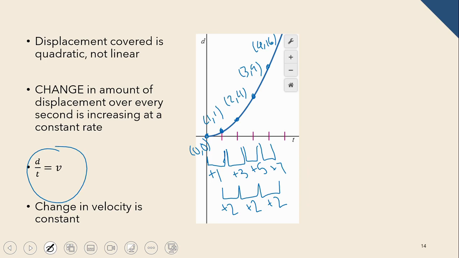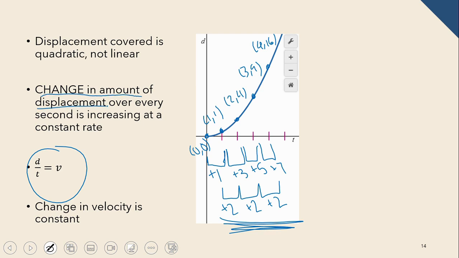So, if we're saying that the change in the amount of displacement over each second is increasing at a constant rate of 2, what does that mean? That means the change in velocity is increasing at a constant rate of 2. I'm going to say that one more time.